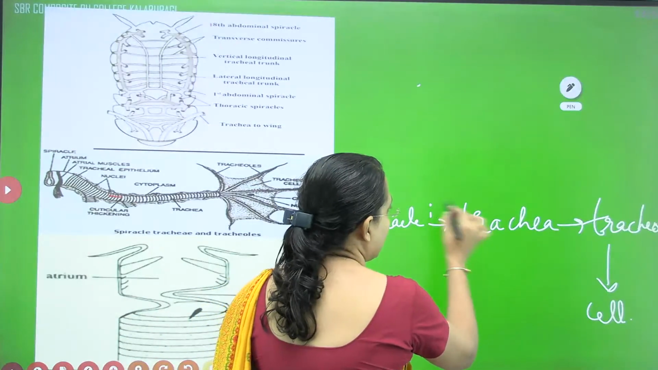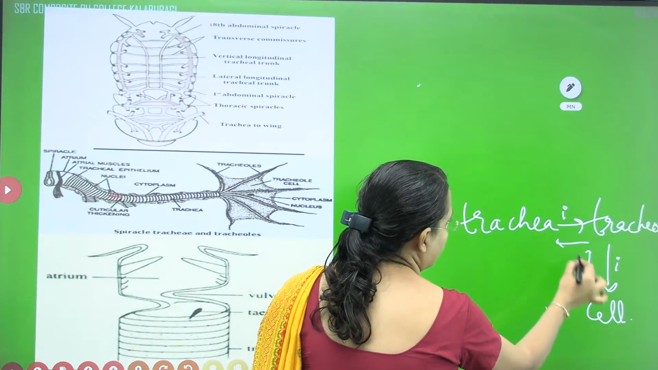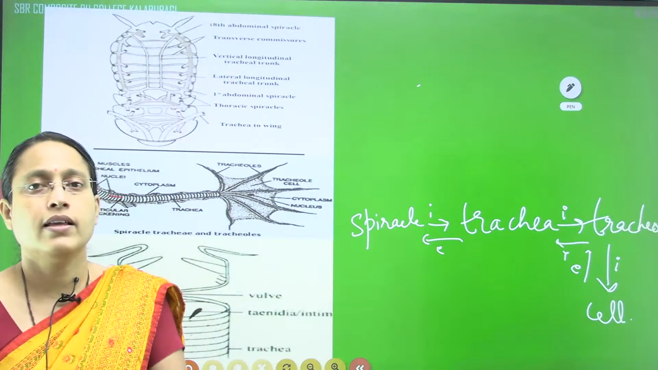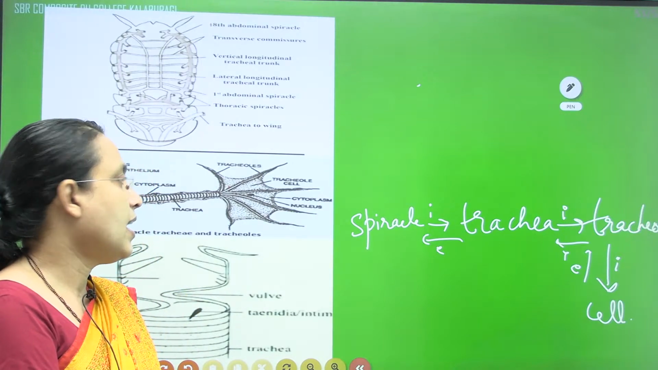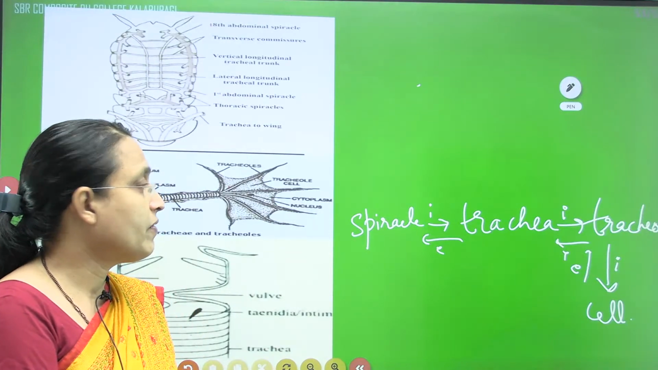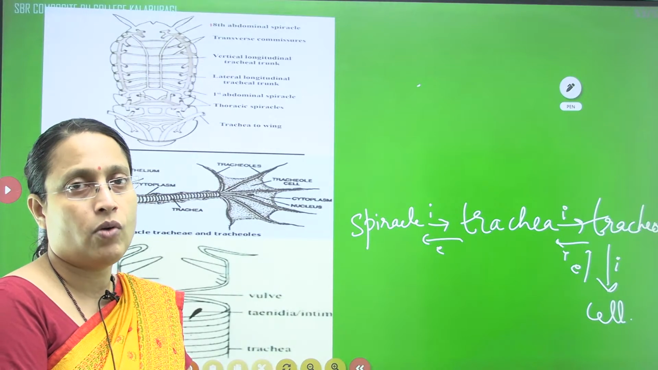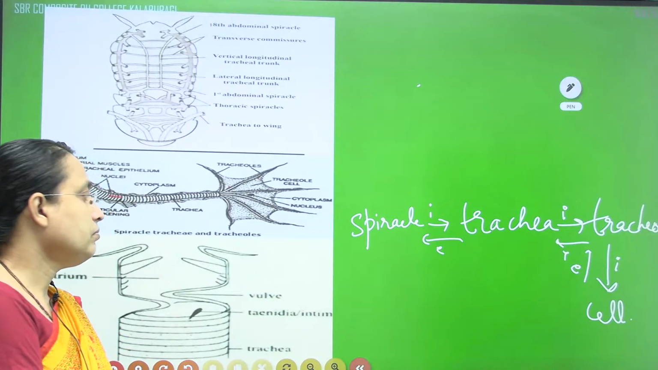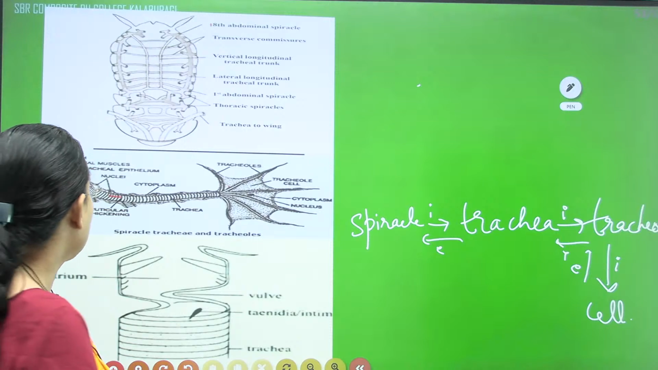This is during inspiration, whereas during expiration the air comes in the reverse direction, that is from the cells through tracheoles to trachea and spiracle. And many times this is not the only mode by which foul air is removed; the foul air can also be removed through the body wall. So that is all about the respiratory system of cockroach.